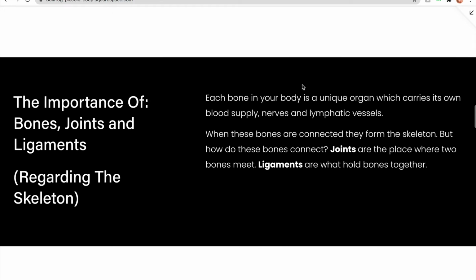I explained that each bone in your body is a unique organ which carries its own blood supply, nerves, and lymphatic vessels. When these bones are connected, they form a skeleton, but how do these bones connect? Joints are the places where two bones meet, and ligaments are what hold bones together.